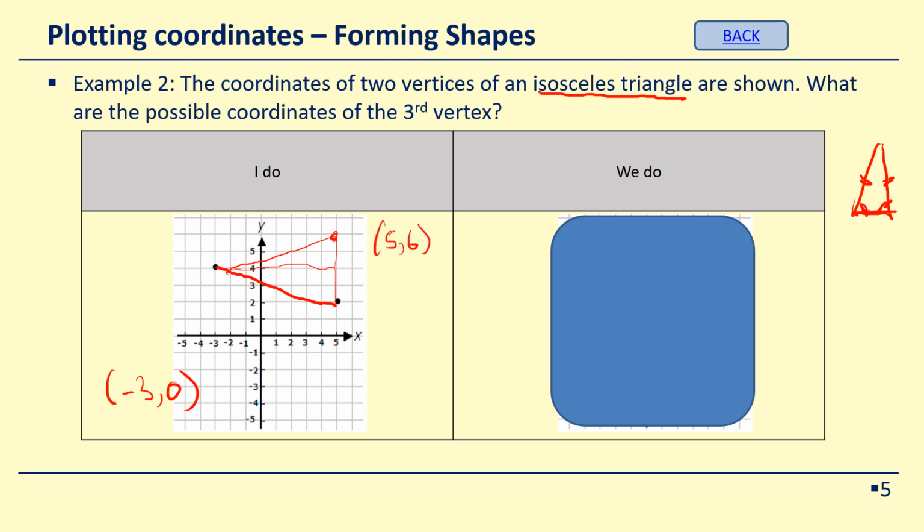Sometimes people get confused because the graph ends at 5 and they don't know what to do. Well, if your shape goes past where the graph ends, you just add the extra number in. So that's 5, 6. So you've got two choices there.